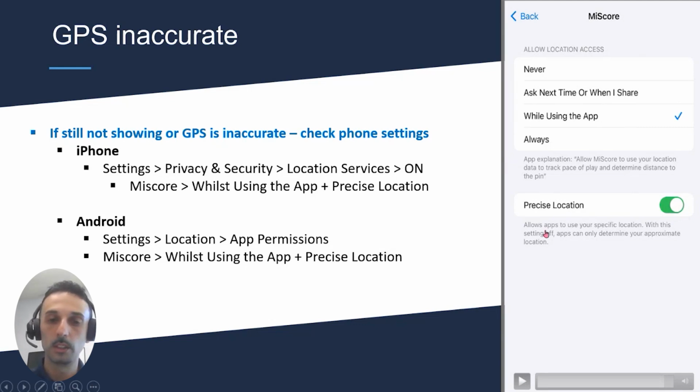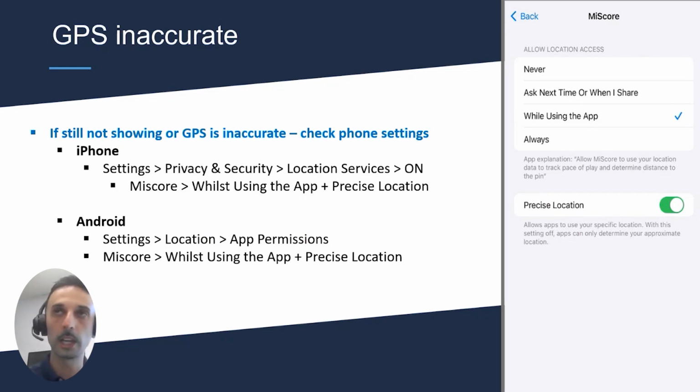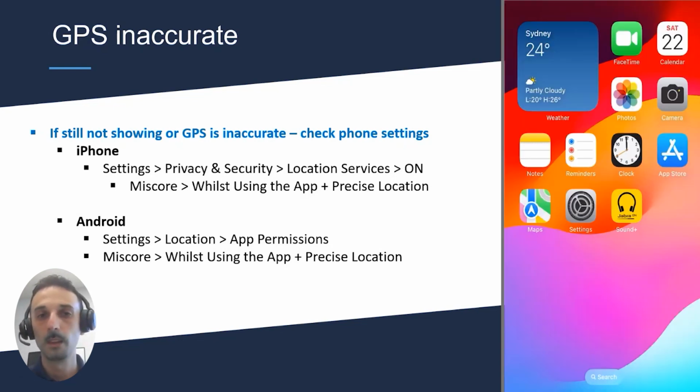Now, on an Android phone, it's exactly the same. You'll have the same options, while using the app and precise, but in order to get to this menu, it's slightly different. You go via location, app permissions, and then hit those same settings. So after you've done that, then go back to the app and you should now get an accurate reading. If that hasn't worked, then please contact support and we may need to look into it a bit further. But 99% of the time that will fix it.